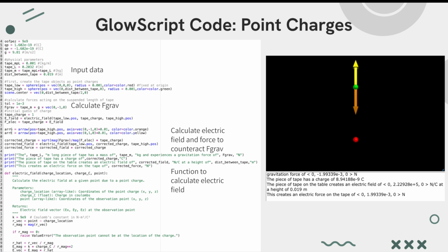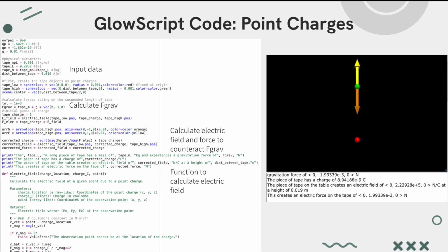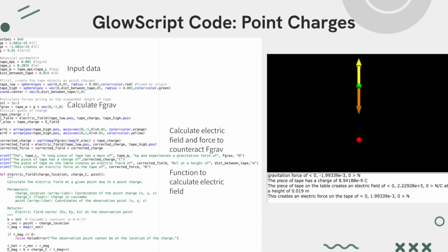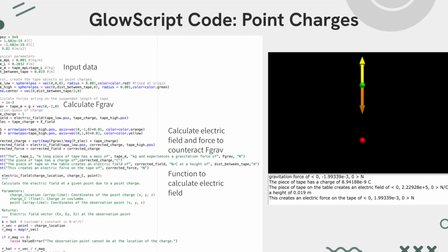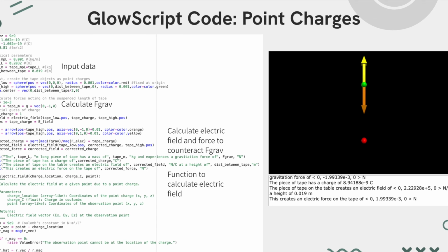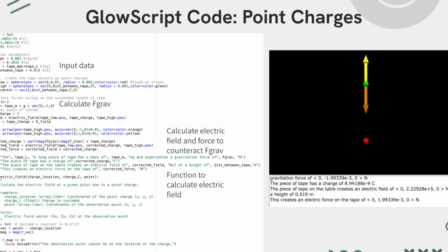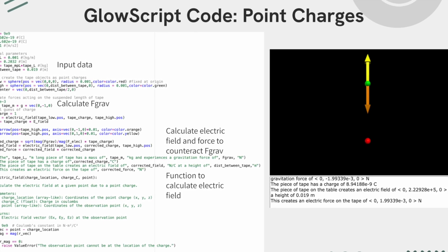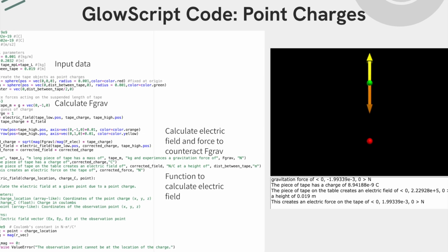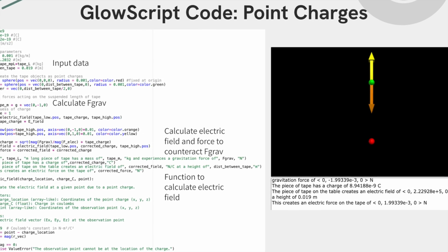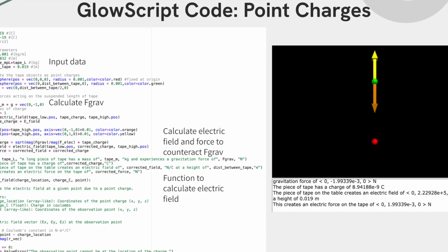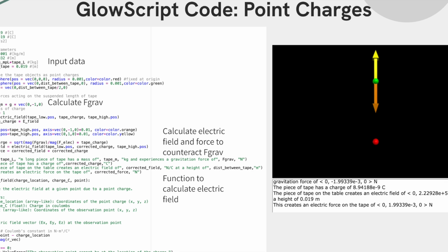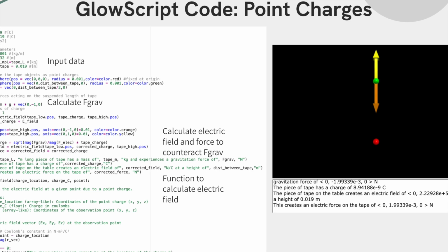As you can see on the right, the levitating piece of tape is in equilibrium as the downwards gravity force is equal to the upwards electric force. The magnitude of the electric charge was found using the calculated gravitational force and measured separation distance. Using these assumptions, we see that an electric field of 2.23 times 10 to the 5th was created at the location of the levitating piece of tape.